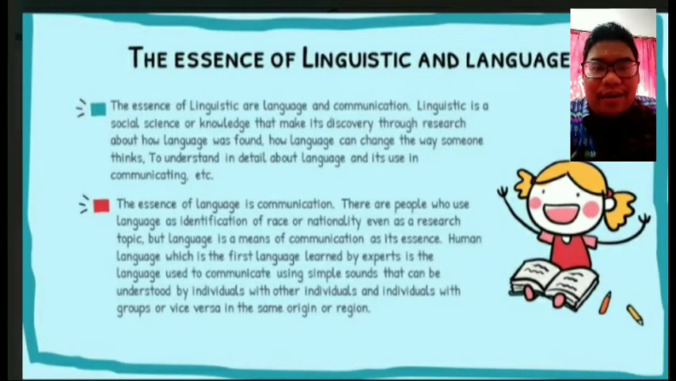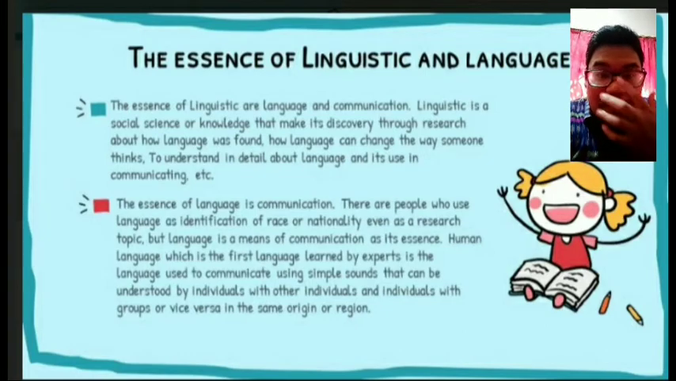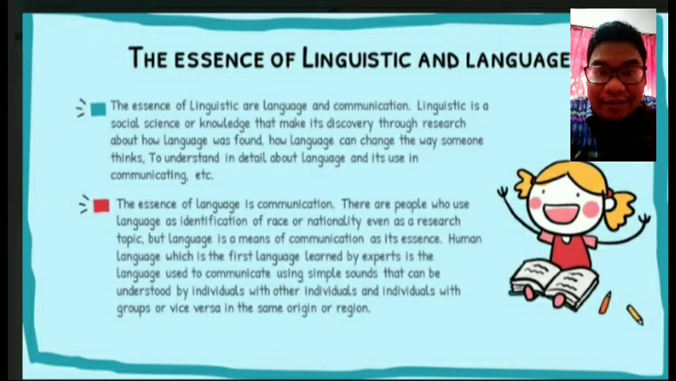Okay, here I will continue the material. The next topic is the essence of linguistics and language. First, the essence of linguistics. The essence of linguistics is language and communication.